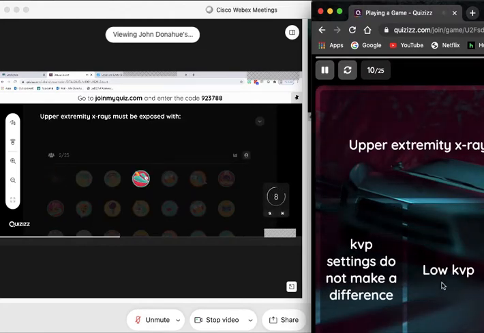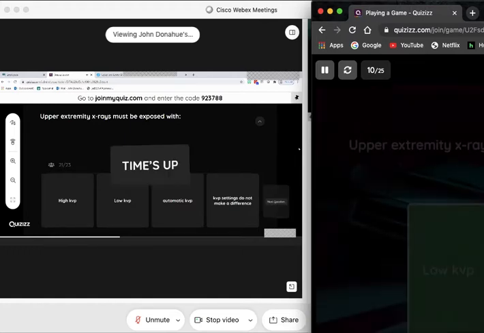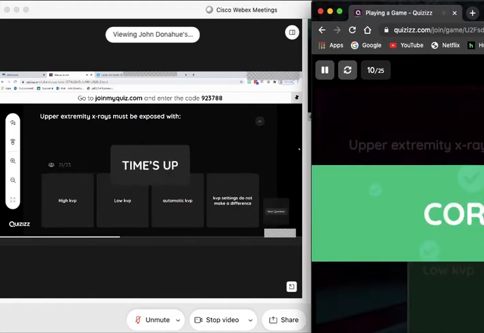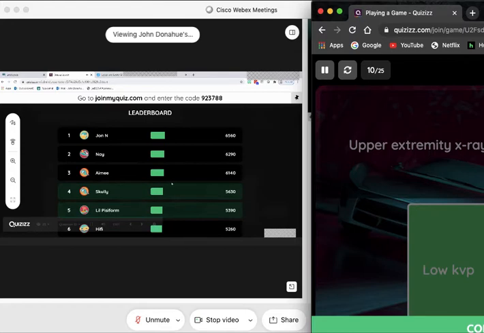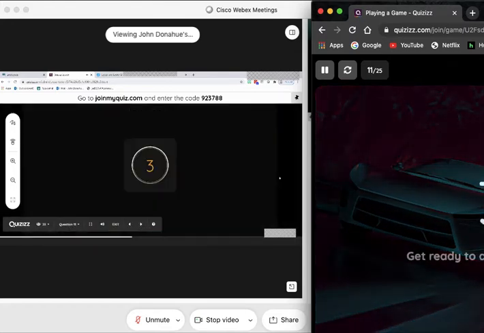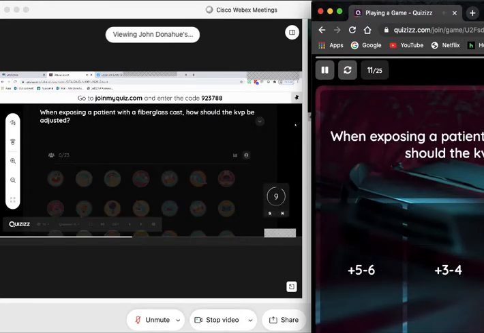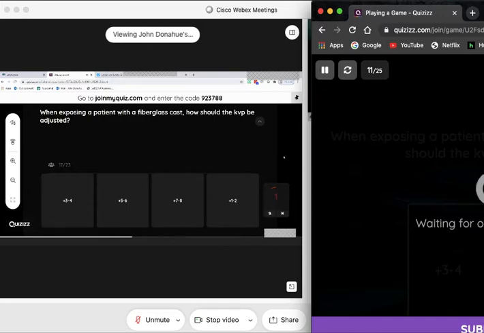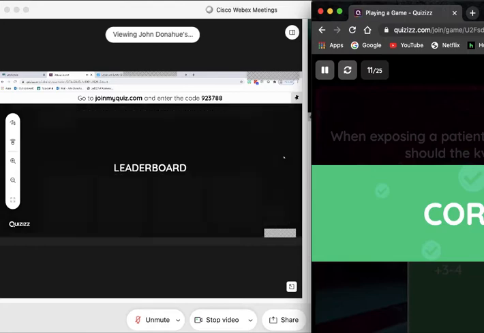Upper extremity x-rays must be exposed with that's going to be low kVp. You always use a low kVp on our upper. When exposing a patient with a fiberglass cast, how should the kVp be adjusted? I don't know. Plus 3 to 4 kVp. Plus 3 to 4 kVp.